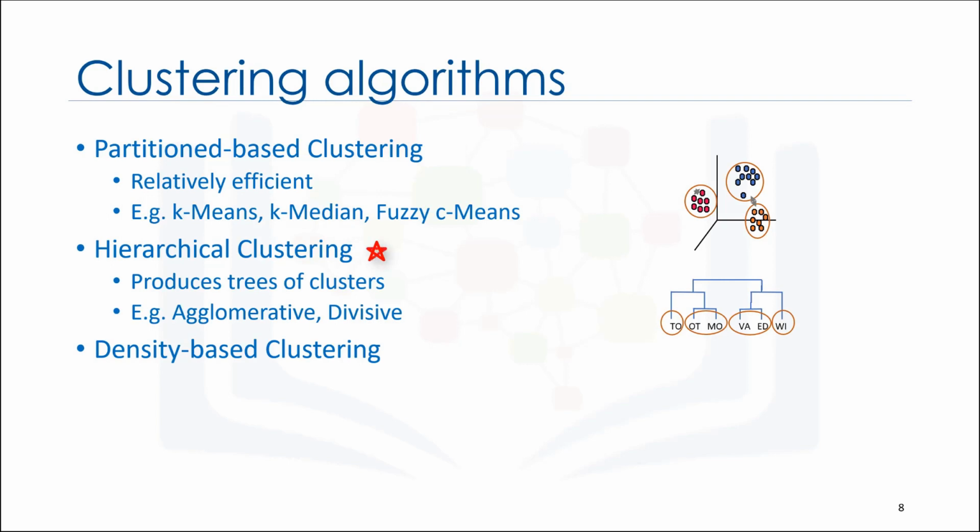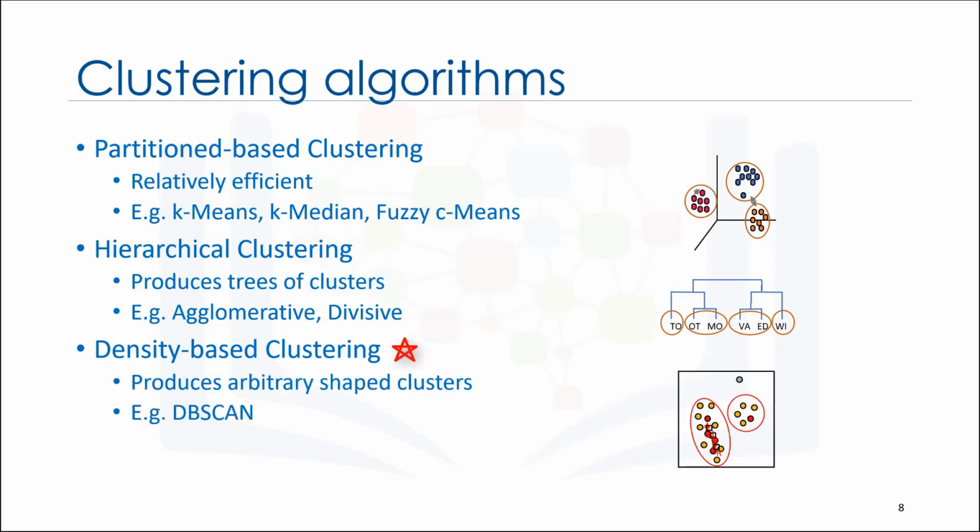Hierarchical clustering algorithms produce trees of clusters, such as agglomerative and divisive algorithms. This group of algorithms are very intuitive and are generally good for use with small-sized datasets. Density-based clustering algorithms produce arbitrary-shaped clusters. They are especially good when dealing with spatial clusters or when there is noise in your dataset. For example, the dbScan algorithm.